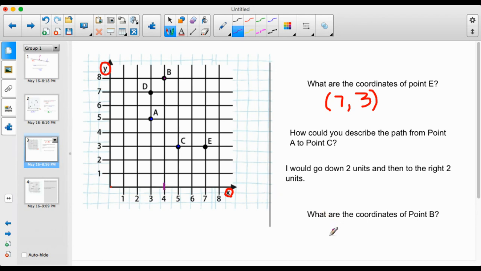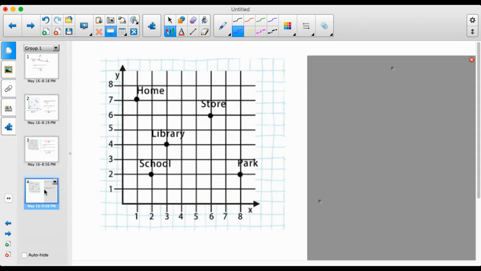So I'm going to start with my parentheses. I'm going to put 4 for my x coordinate. That's how many spots we went over. Then I'm going to go all the way up to B. So you can count as you're going, or you can carefully track straight over, and it's 8. So my coordinates there would be 4, 8. Let's look at a different grid.